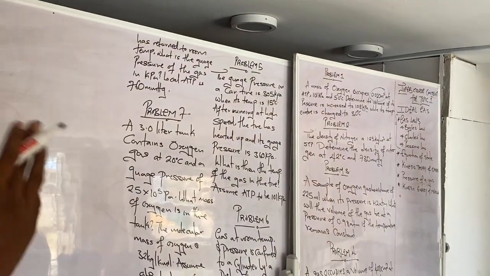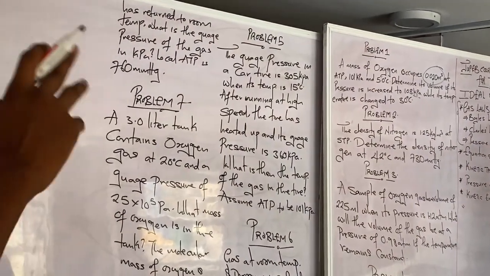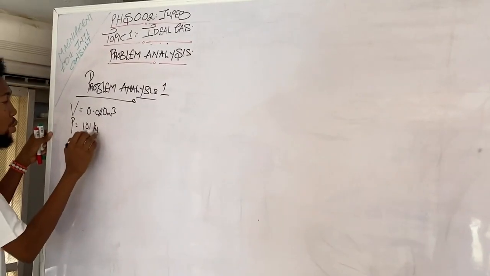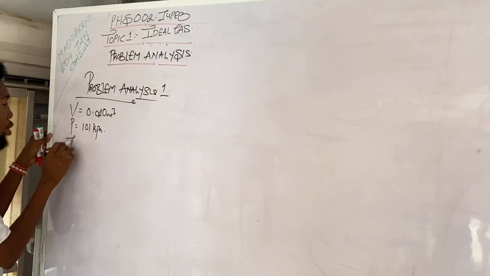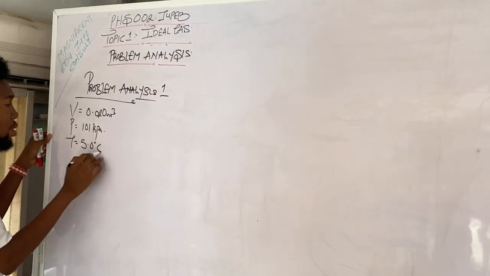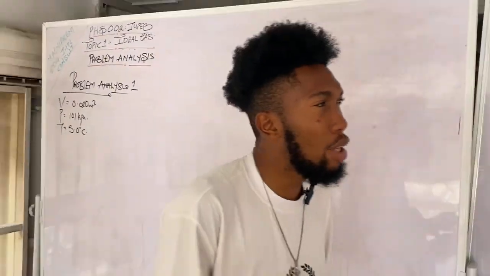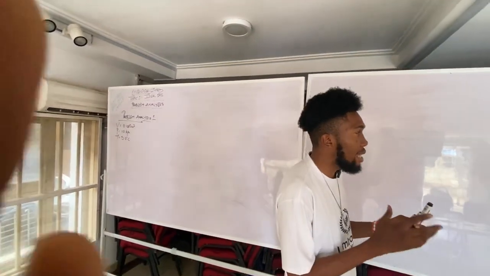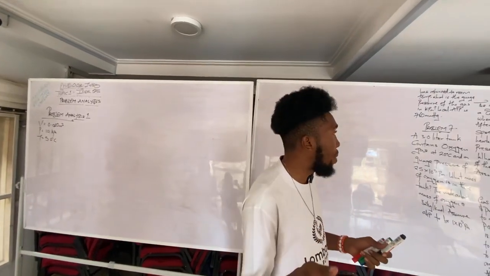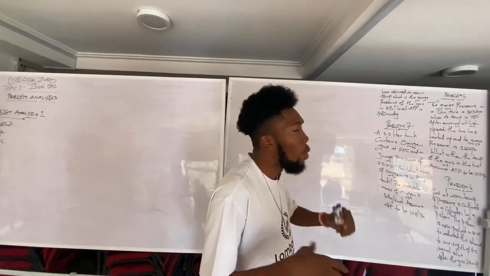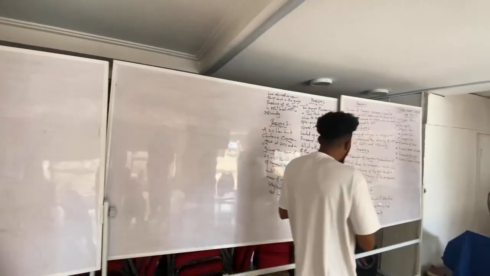They say that it was occupying this volume at an ATP of 110 kilopascal and 5 degrees Celsius. So we are looking at pressure is 101. It's not 110 rather, 101 kilopascal is what was there, and they said the temperature was 5.0 degrees Celsius. So when the volume was 0.02 meter cube, the pressure was 101 kilopascal, which is the normal atmospheric pressure, and 5.0 degrees Celsius. Okay, let's see what happened.